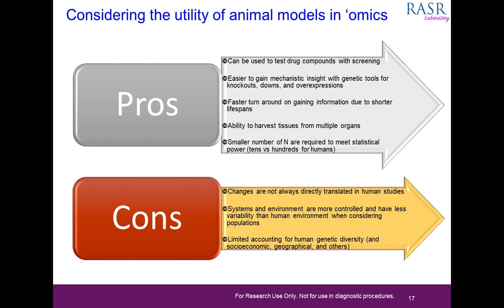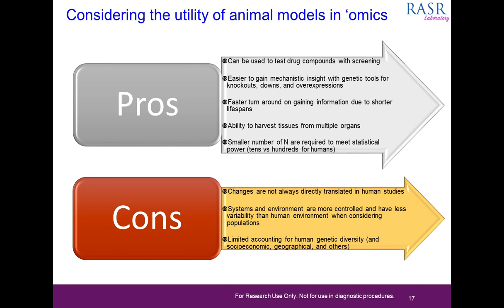And that's because there's so much more diversity in human systems that aren't accounted for in the mouse model systems. And those could be things like socioeconomic, geographical, other kinds of diversity. And the systems that we work with when we get data from humans aren't as well controlled as what they would be from a mouse model system.